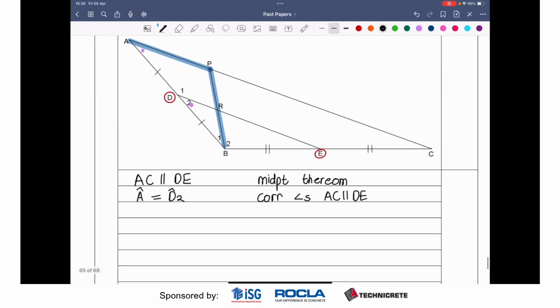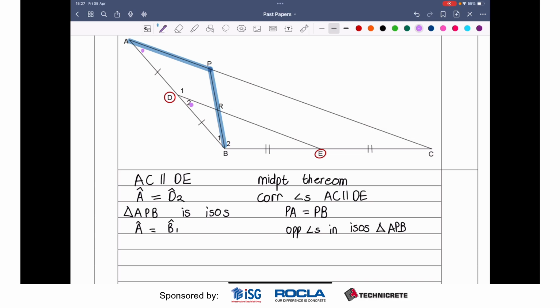So I'm going to start by saying that triangle APB is isosceles, and that's because PA equals PB. Then I can say that angle A is equal to angle B1, and that is base angles in isosceles triangle APB.